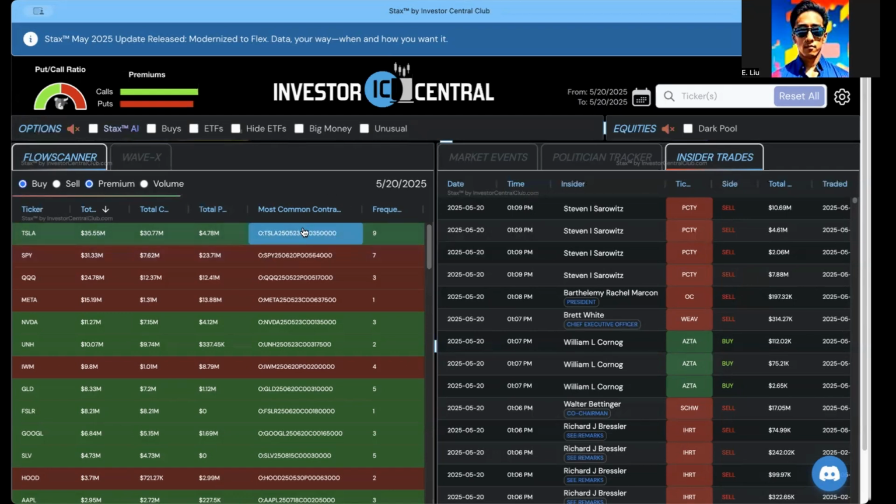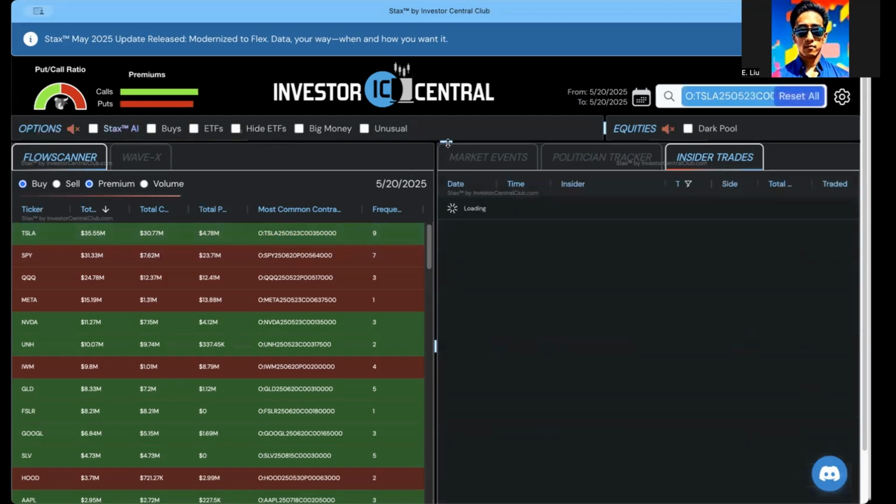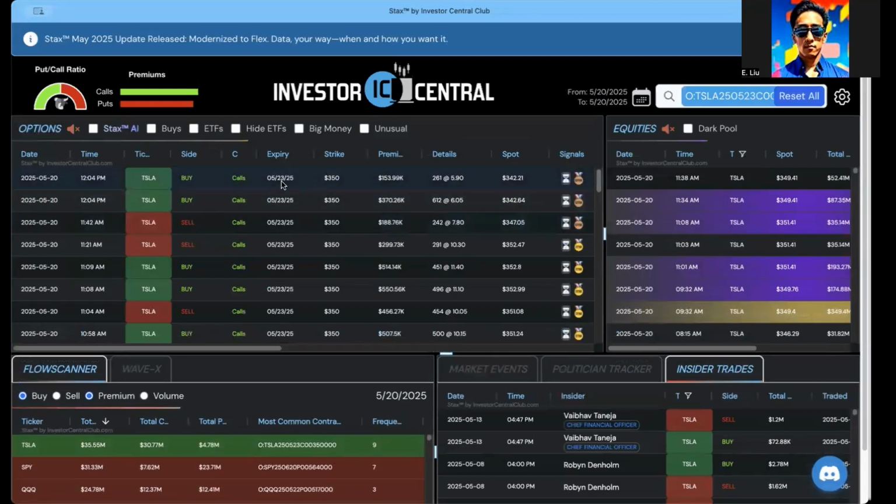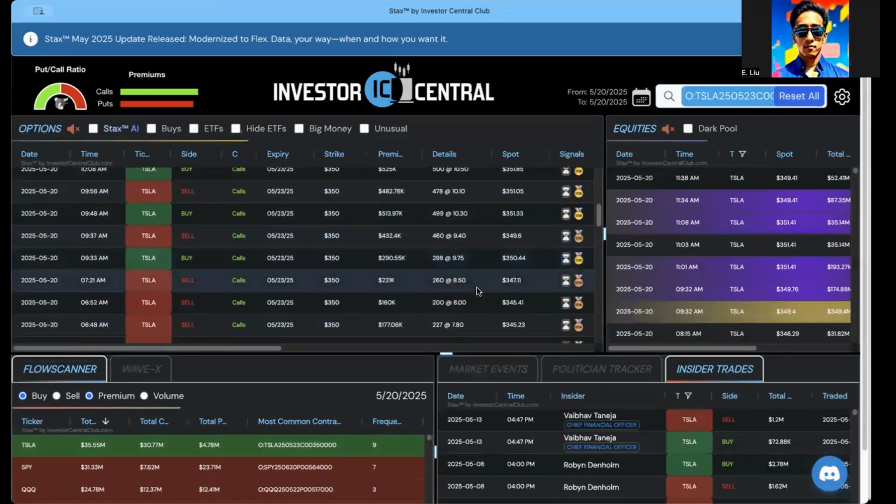You can even go here and show the most common contract that was purchased and get an idea of what exactly it was. So they were purchasing for the end of this week, strike of 350, and you can get an idea of how those premiums moved throughout the day.